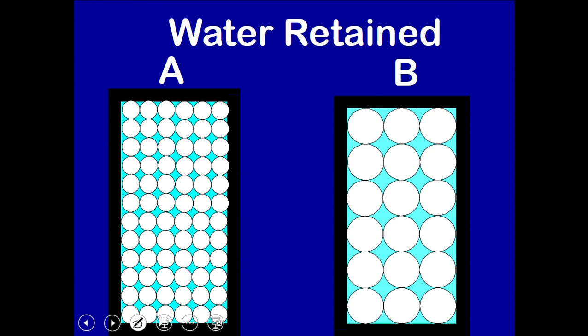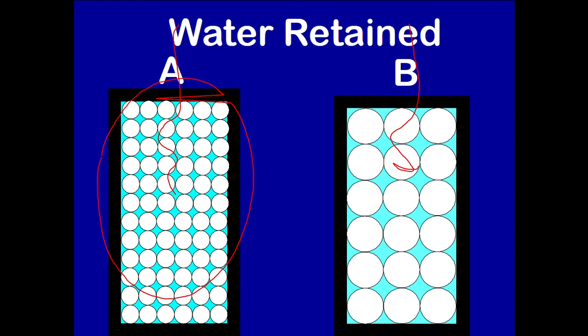Water retained, as the water pours through this way. And as the water comes through here, if you were to open up the bottom and allow the water to flow out, which particles would have the most water on them after you let the water flow through? And the answer is A, because there is more overall surface area and the water is sticking to and retained by the surface area.